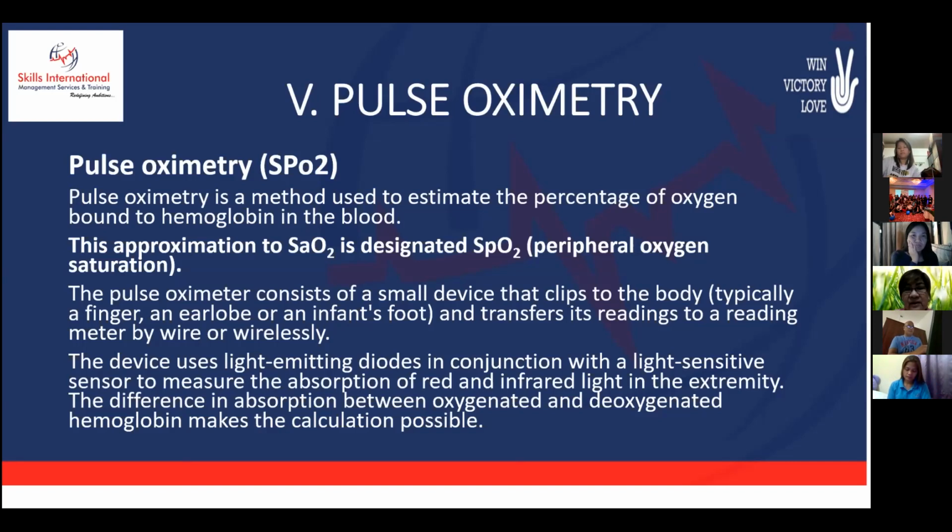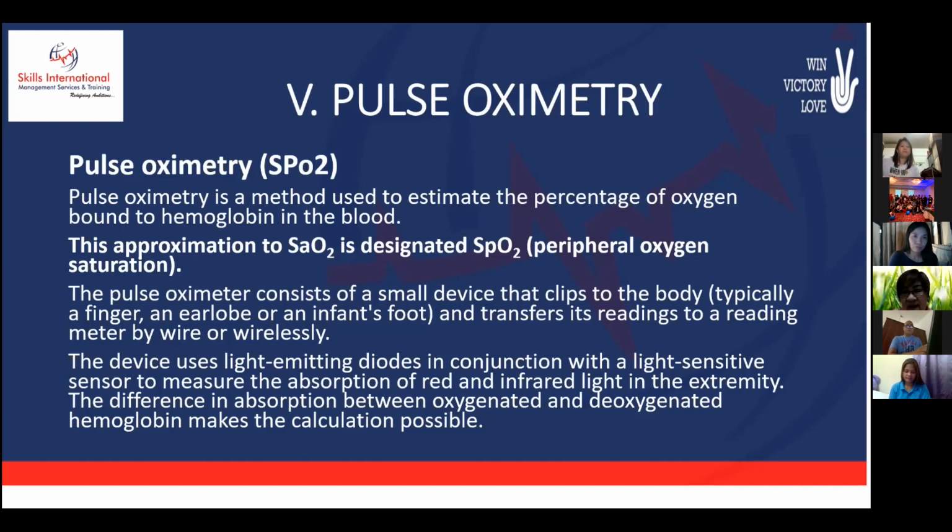So pulse oximetry is a method to estimate the percentage of oxygen bound to hemoglobin in the blood. So chine-check natin pag yung mga pasyente natin dumarating, ito yung basis kung makikita natin whether they are depleted of oxygenation. So this approximation to saturation of oxygen is designated as SpO2 or peripheral oxygen saturation, SpO2.